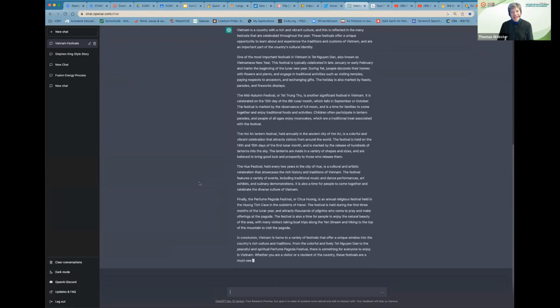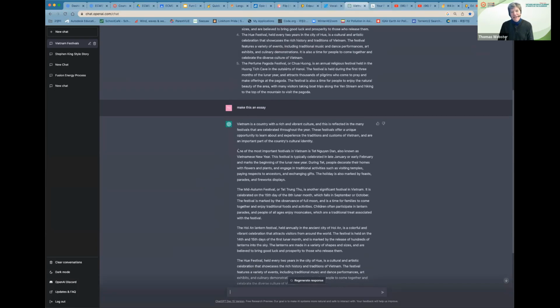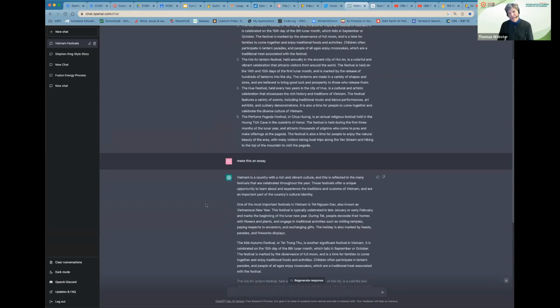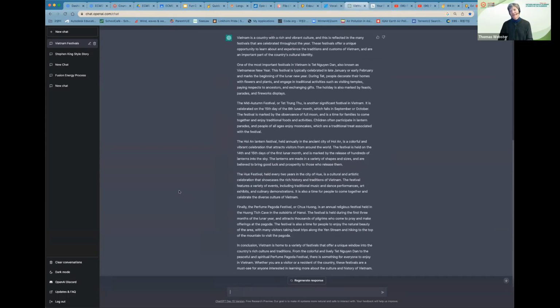Look at that complete essay it just wrote while we were sitting here. And all the student had to do was type in, make this an essay. And all they had to do was write 5 paragraphs about festivals. Look at all the student had to do in pink. They had to just write like 10 words, and look what it produced. And again, they can customize it.